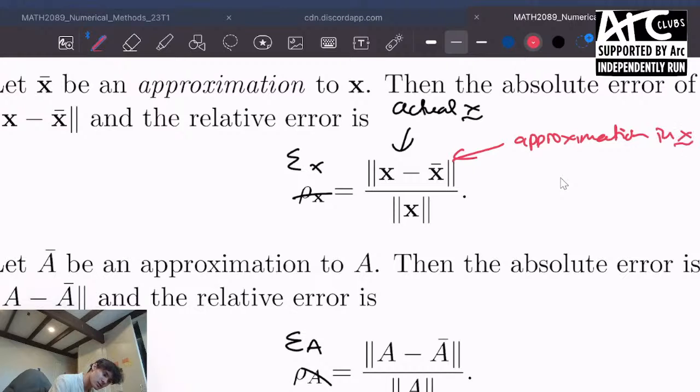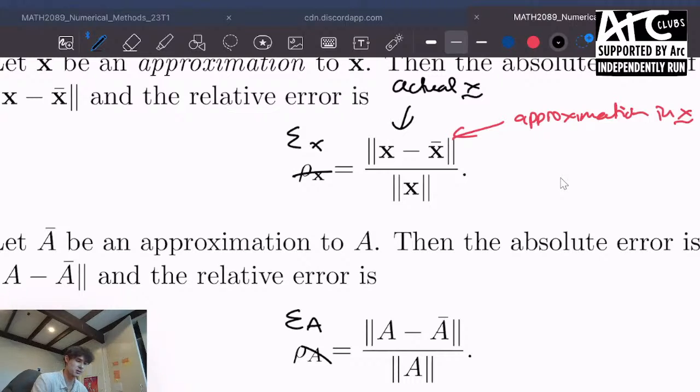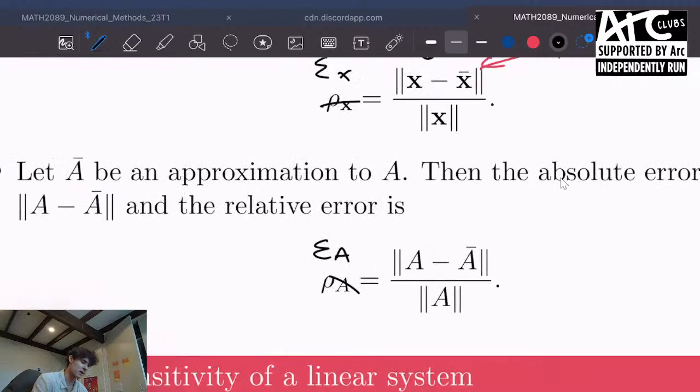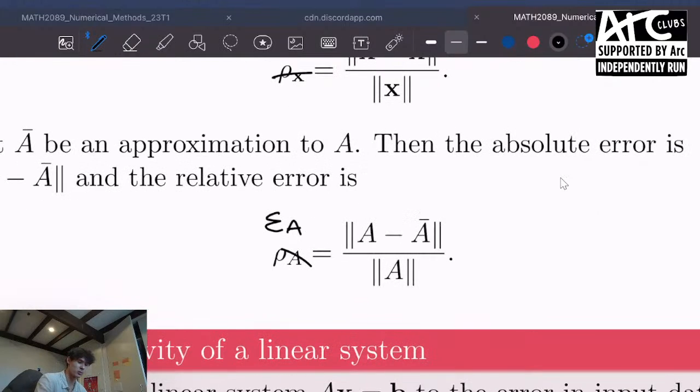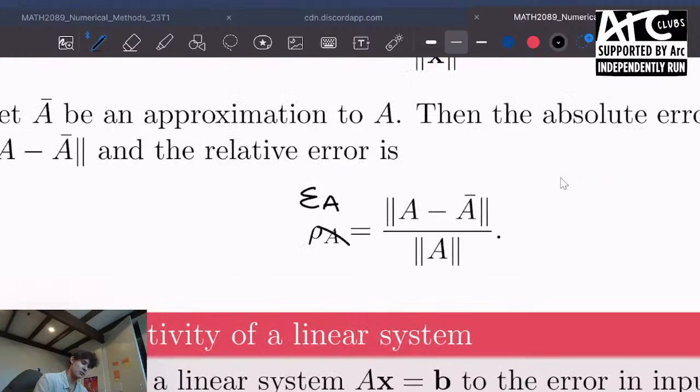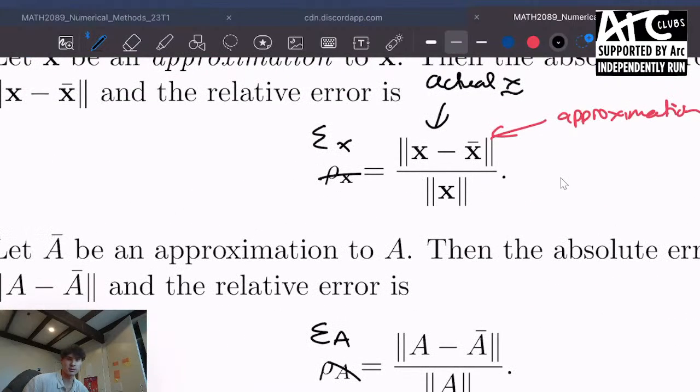Okay, so now we divide that by the norm of actual X, and that gives us our relative error. Now it's very similar for the relative error in A. We look at the norm of A minus the approximation in A, divide that by the norm of A. So now we have these notions of relative error.